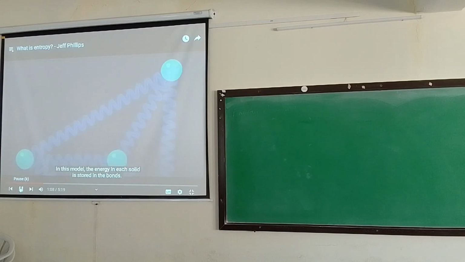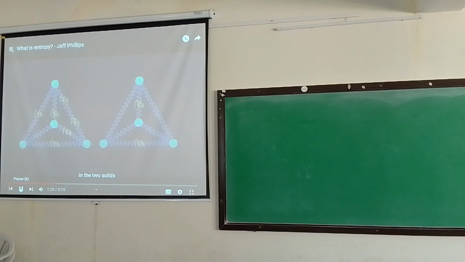In this model, the energy in each solid is stored in the bonds. Those can be thought of as simple containers, which can hold indivisible units of energy, known as quanta. The more energy a solid has, the hotter it is. It turns out that there are numerous ways that the energy can be distributed in the two solids and still have the same total energy in each.